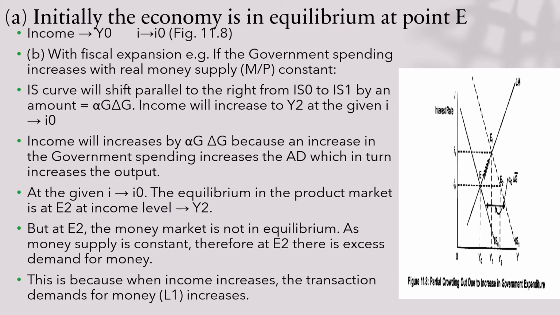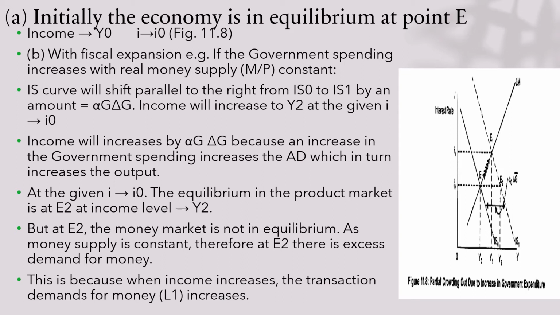And the income increases by the amount of alpha G into delta G, because an increase in government spending would increase aggregate demand in the economy, which in turn would increase the output levels in the economy. So at a given level of interest rate, we know that the initial level of interest rate is I0 and the equilibrium in the product market is given by E2, which is the equilibrium level, and here at this point the income level is determined by Y2.